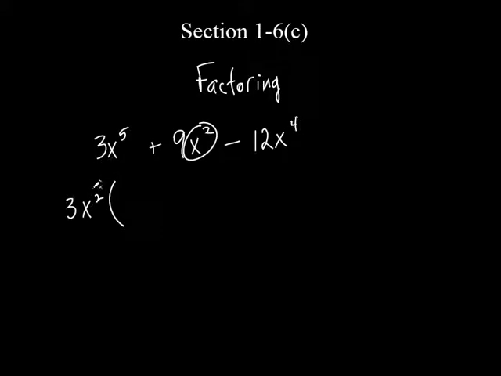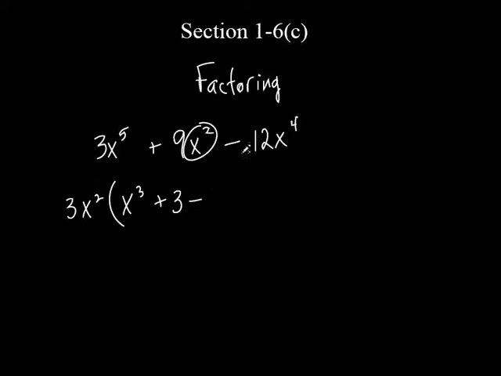A lot of times we get a little lazy. Instead of saying dividing into, we say it goes into. So what is this? 3 divided by 3 is 1. X to the 5th divided by x squared is x cubed. Plus 9 divided by 3 is 3. X squared divided by x squared is 1, isn't it? 3 times 1 is 3. So I don't need to put any x's there, do I?